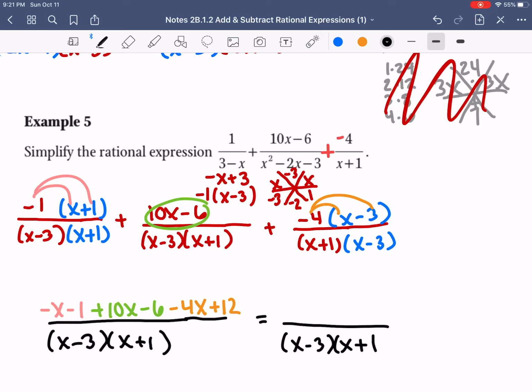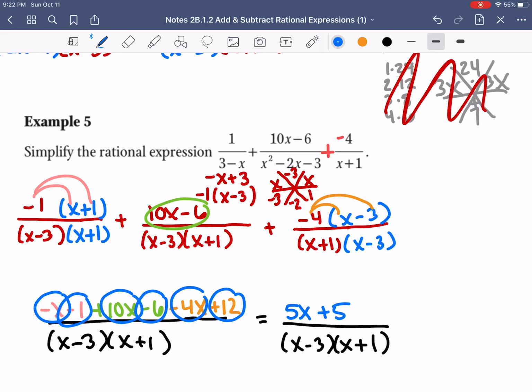Then I'm going to combine like terms in the numerator. So I have a negative x, a 10, and a negative 4x. So that would be, what, 5x? And then I have a negative 1, negative 6, and 12. 12 minus 6 is 6. 6 minus 1 is 5.